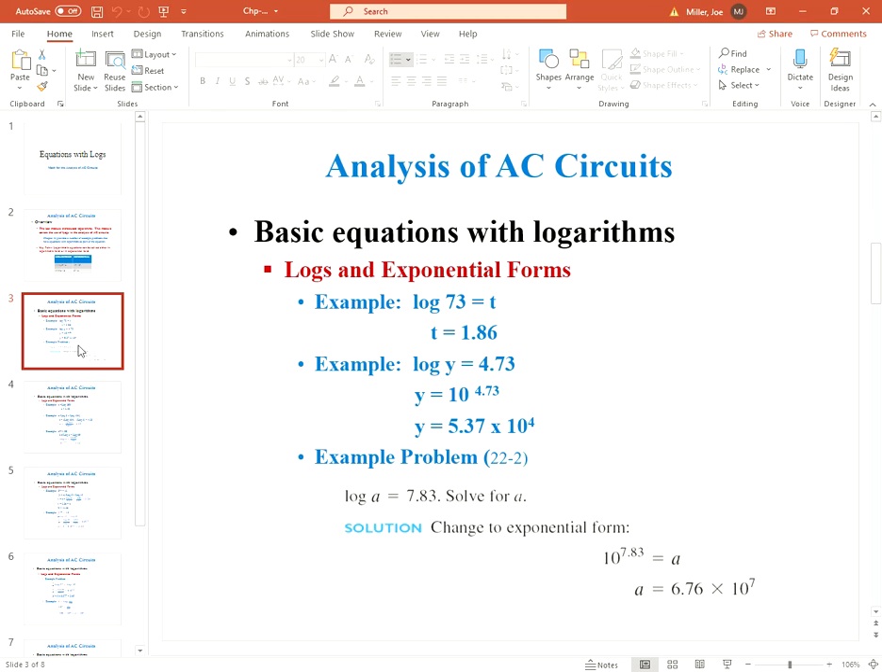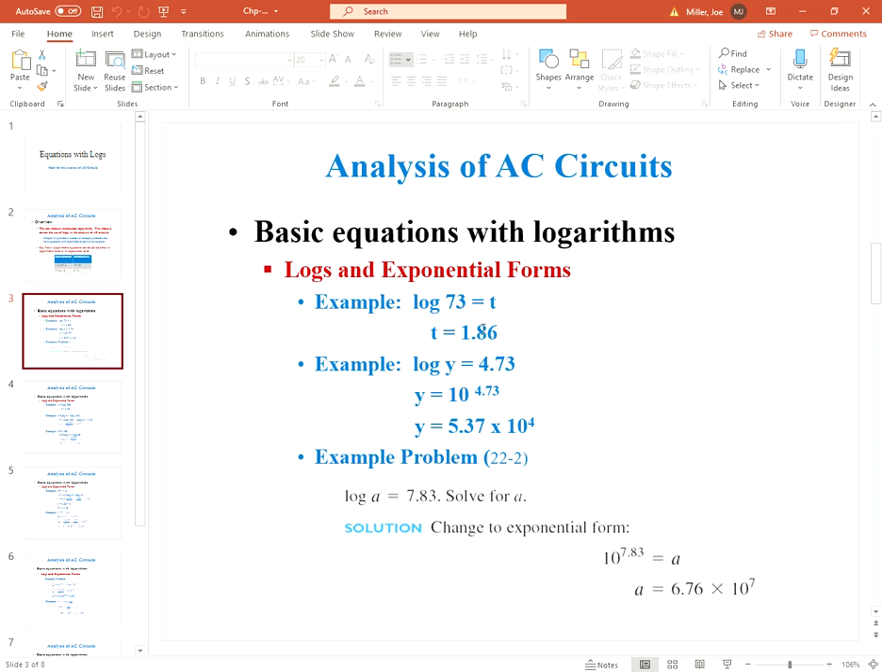We'll start off with common logs. Let's take a look at the first example problem. The log of 73 equals t. We go through and solve that. Basically, you can solve it on your calculator. You hit log 73 equal, and you put that here, and then you can rewrite it t equals 1.86.